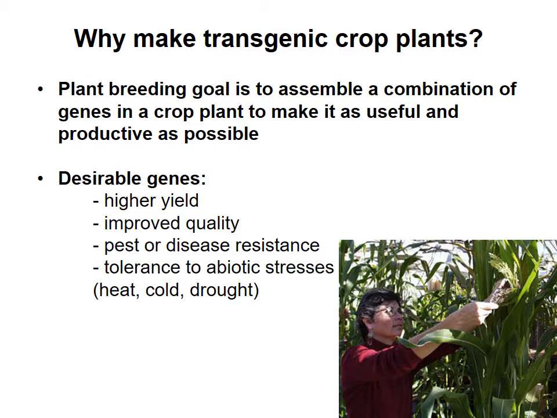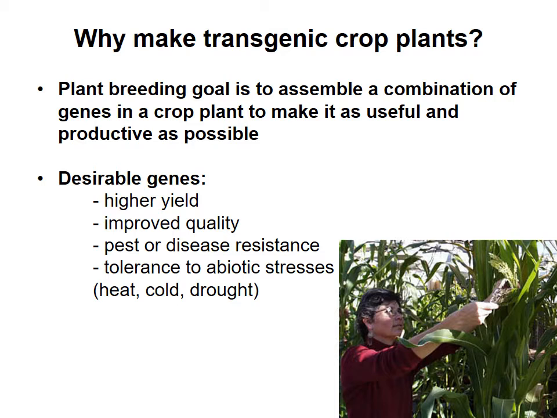So why make transgenic crop plants? Combining the best genes in one plant is a long and difficult process, especially because traditional plant breeding has been limited to artificially crossing plants within the same species or with closely related species in order to bring the different genes together. So, for example, a gene encoding a protein in soybean could not be transferred to a completely different crop such as corn using just traditional techniques.